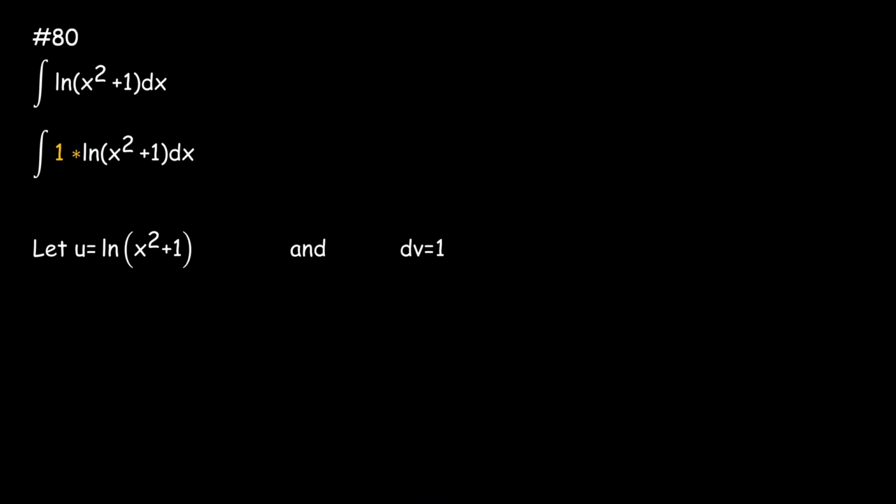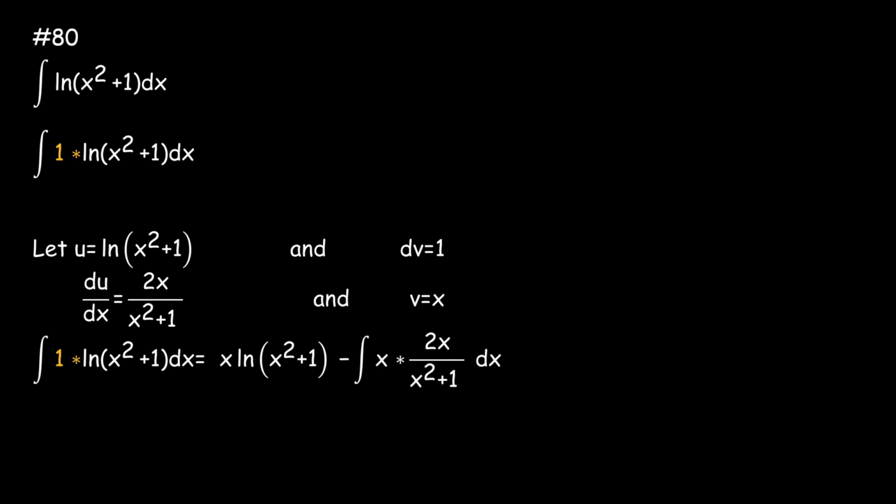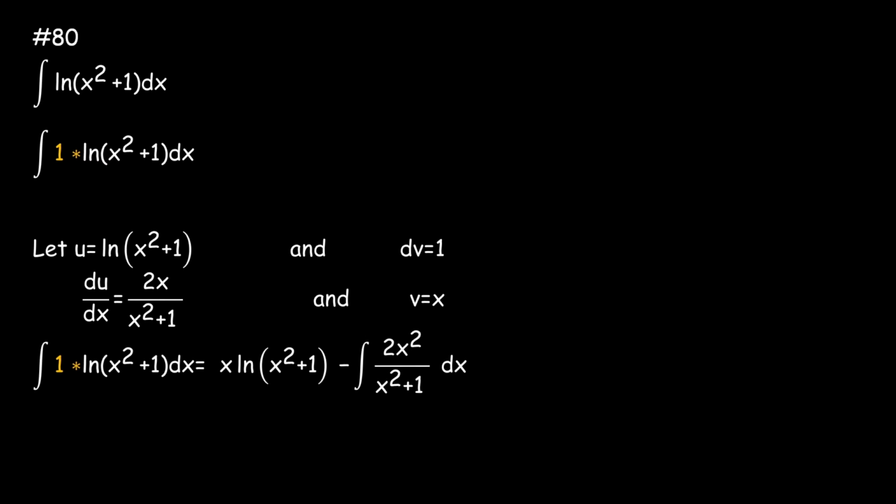Okay, so if u is natural log of x squared plus 1 and then dv is 1, that means v will be x and du by dx is 2x over x squared plus 1. Substituting these into the formula, we're going to have our integral being equal to x natural log of x squared plus 1 minus x times 2x over x squared plus 1. Okay, that's interesting. The numerator will come to 2x squared over x squared plus 1.